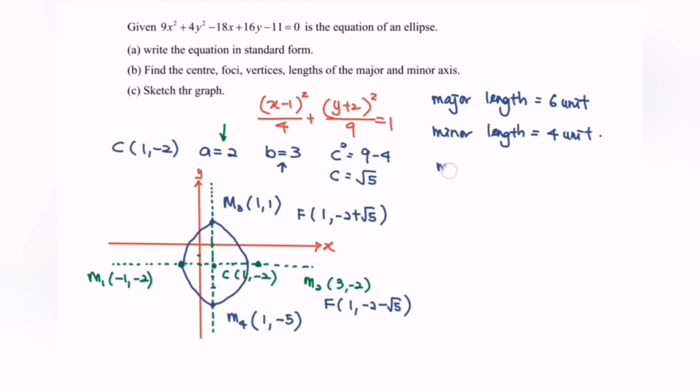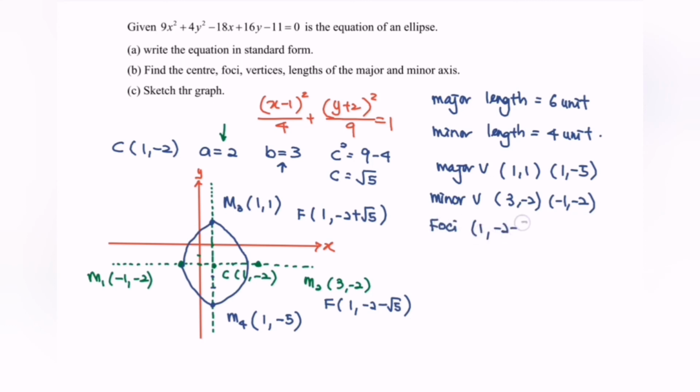As for the major vertices, we have 1, 1 and 1, negative 5. As for the minor vertices, we have 3, negative 2, and negative 1, negative 2. Then as for the foci, we have 1, negative 2 minus square root of 5, and 1, negative 2 plus square root of 5. So here we have the summary.